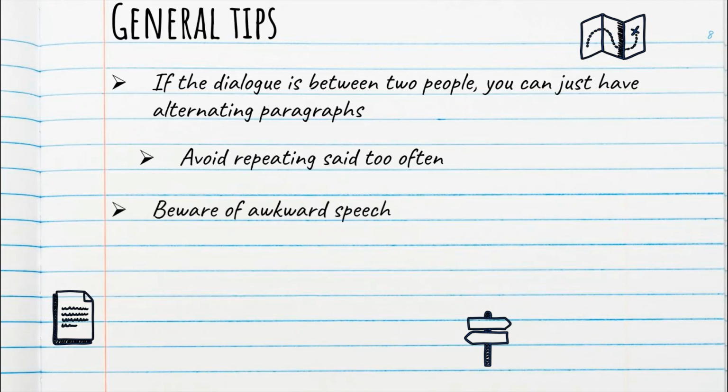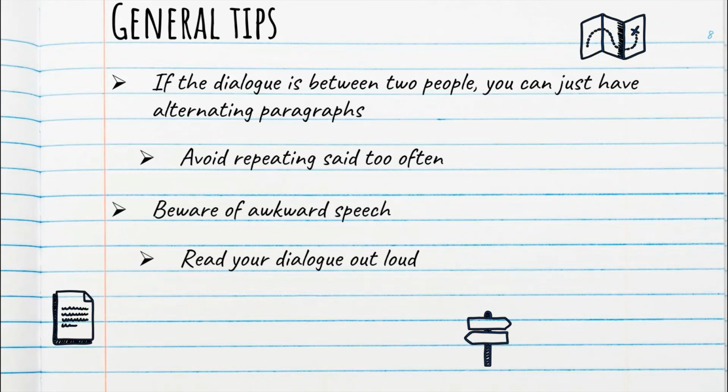And lastly, beware of awkward speech. Awkward speech is very easy to write, but it's not always easy to identify. It's when people are choppy, or talking in ways that people just don't normally talk. It's awkward. There's one very easy way of identifying and fixing awkward speech, and that is to read your dialogue out loud. Even just to yourself is fine, but even better to somebody else.